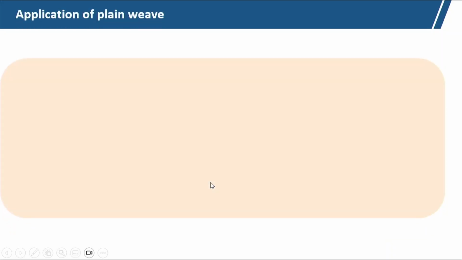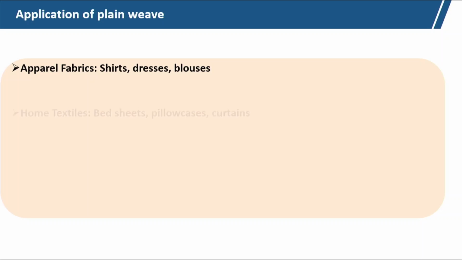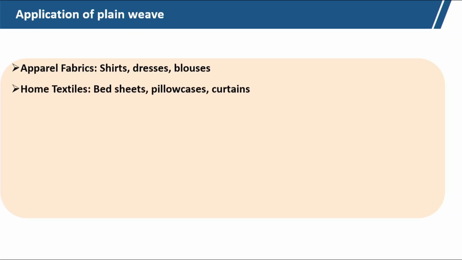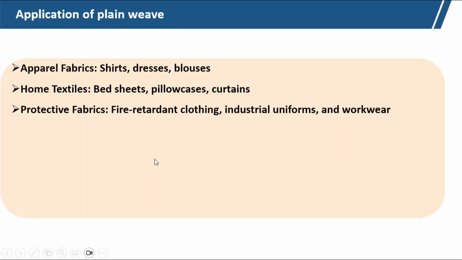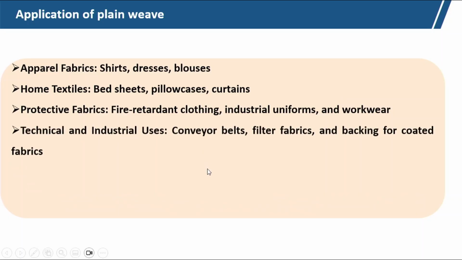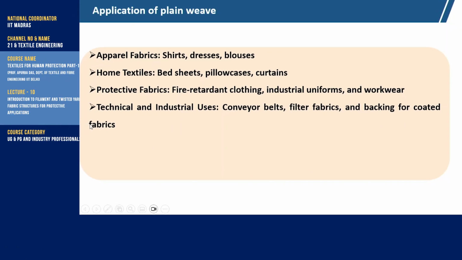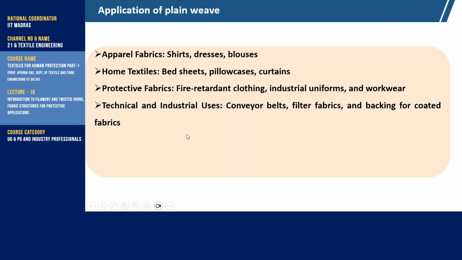So, the applications, there are wide applications. Apparel fabrics are used in shirts, dresses, blouses, home textiles, bed sheets, pillow covers, curtains, many applications are there. In protective fabrics, fire retardant clothing. So, we can use the plain weave, industrial uniform, workwear, all those applications plain weaves can be used, and technical and industrial uses.